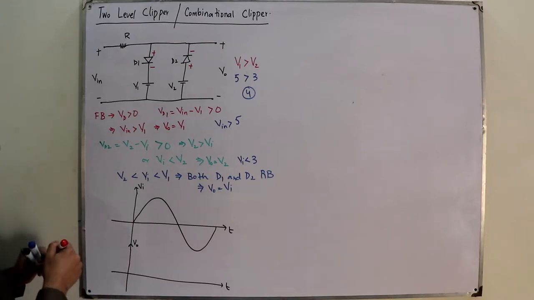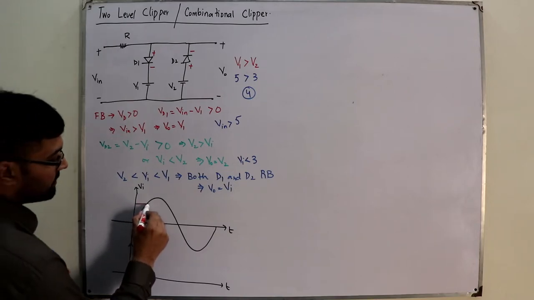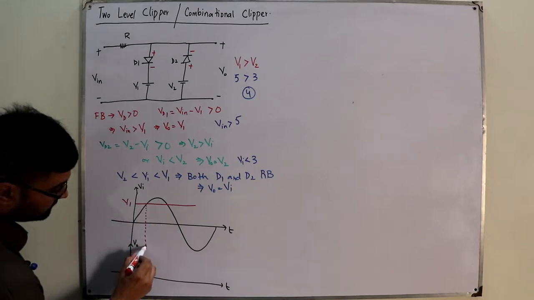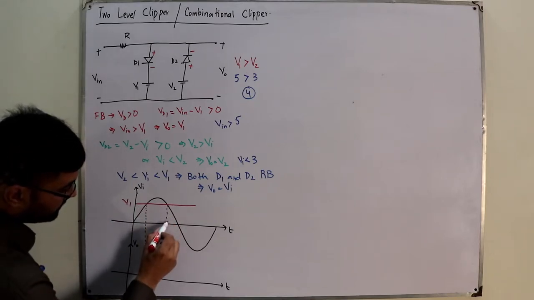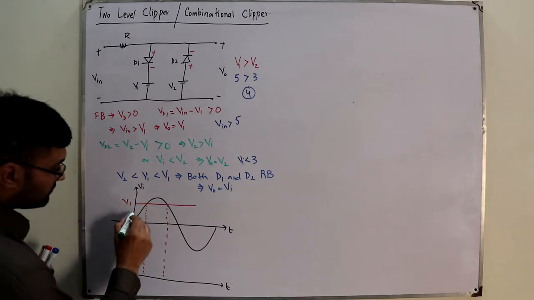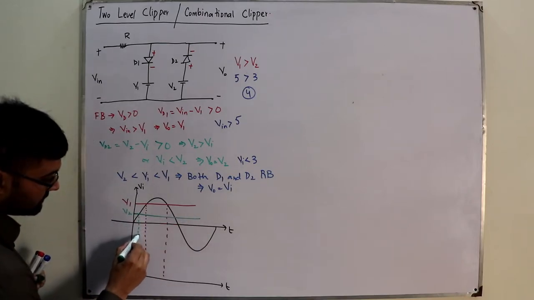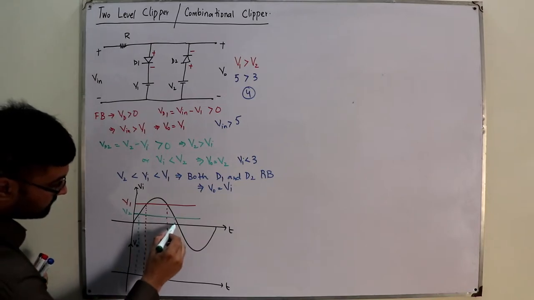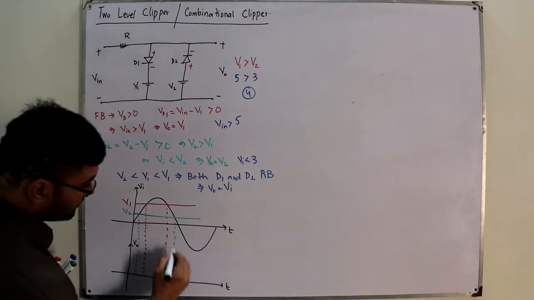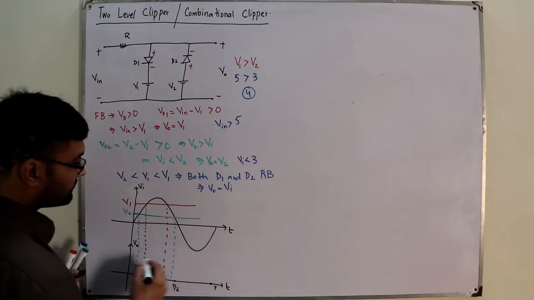So let's say I draw the reference levels. V1 is greater than V2. So this is V1, and let me drop these points down. And then we have V2, which is less, so let me draw it over here. This is my V2. Let me drop down these points also. And then this is my T/2 point, and this is my T point.